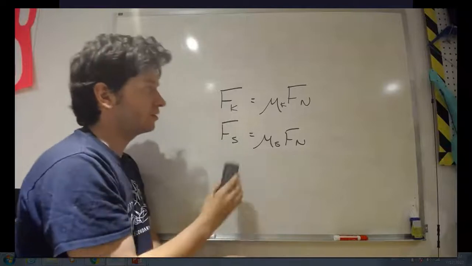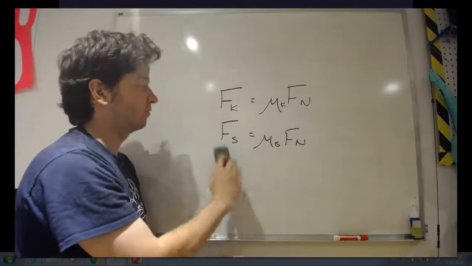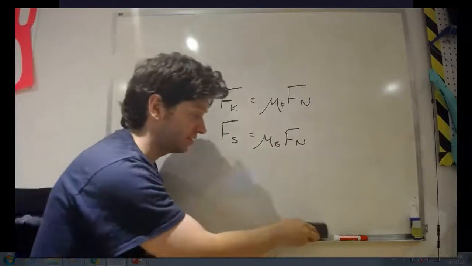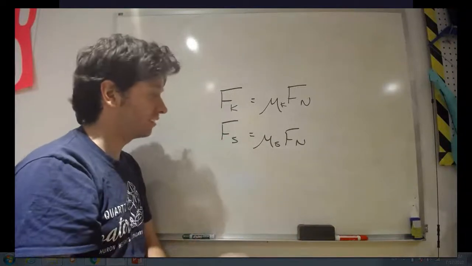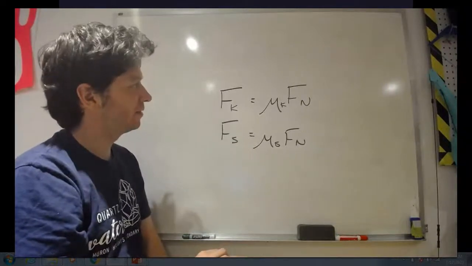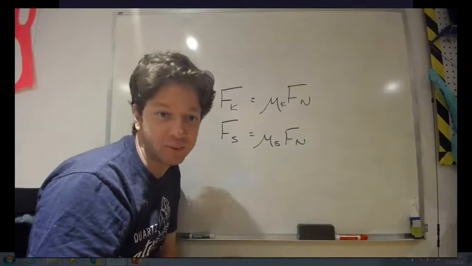So don't start throwing in negatives for normal force or negatives for friction just because that's what your coordinate system is. Don't sub in any negatives. I think that's it, is there anything else I want to mention? I don't think so. Let's go back to the PowerPoint.